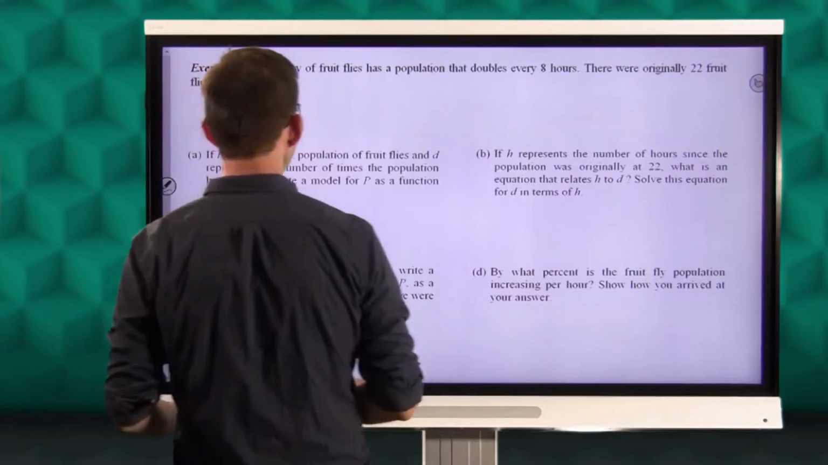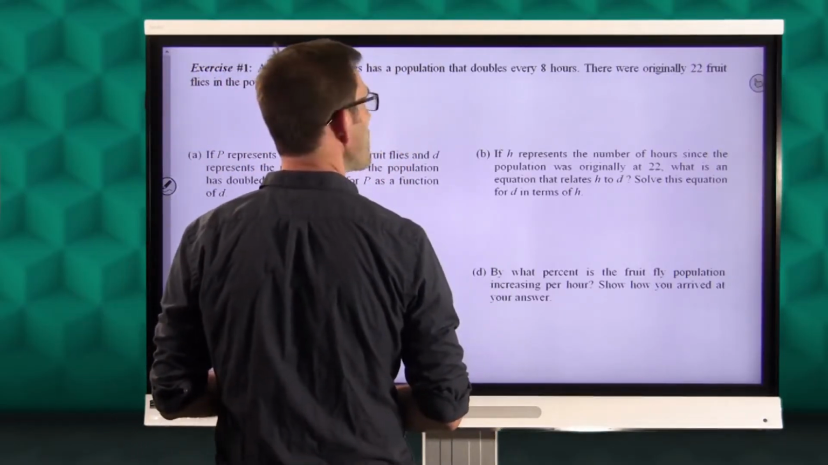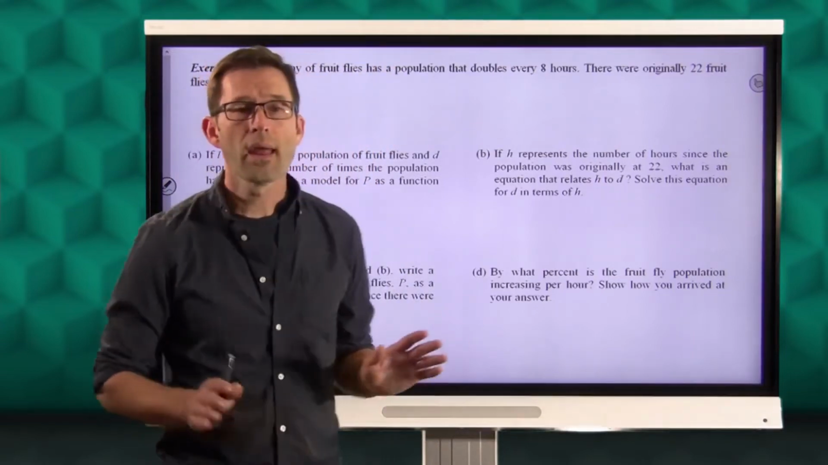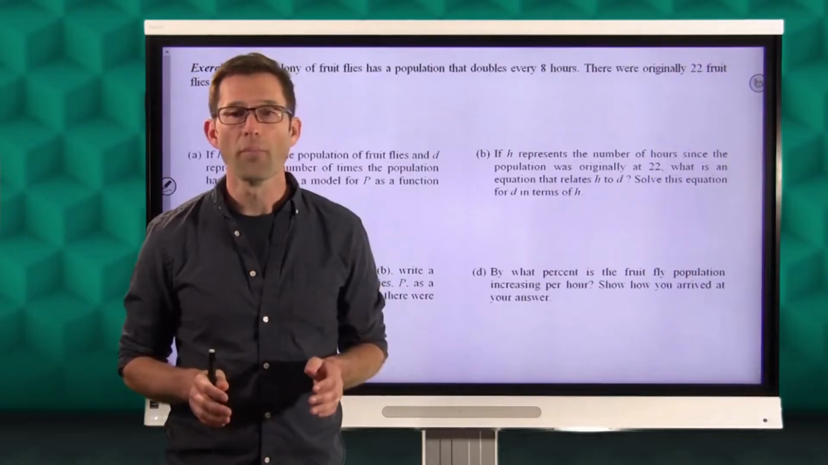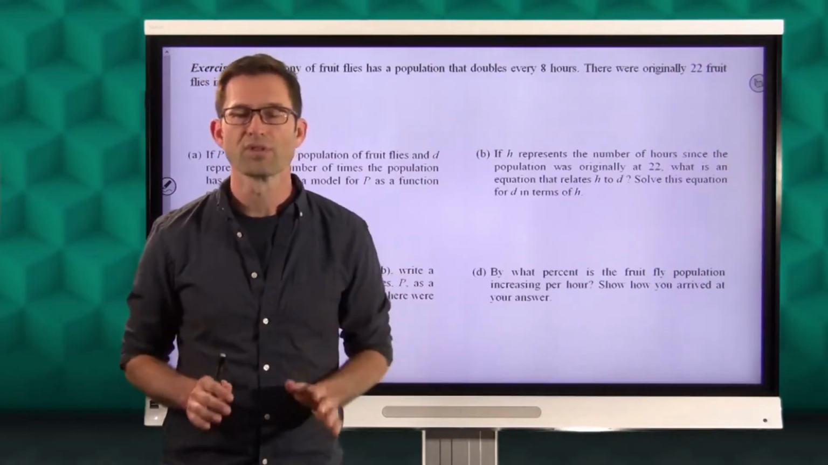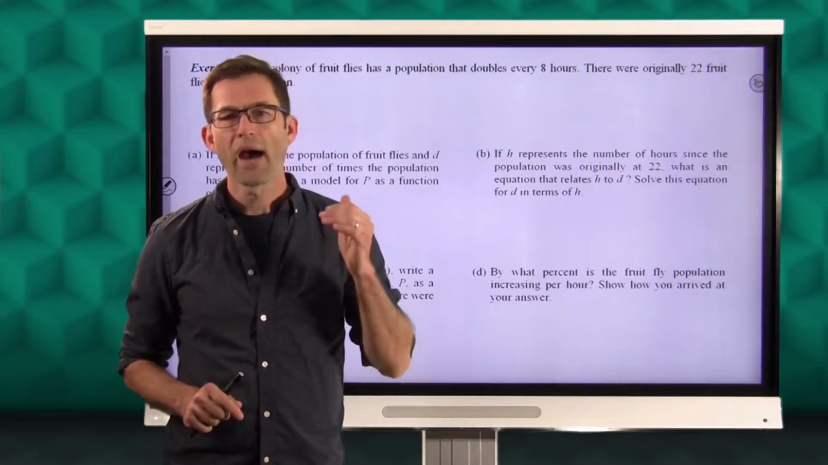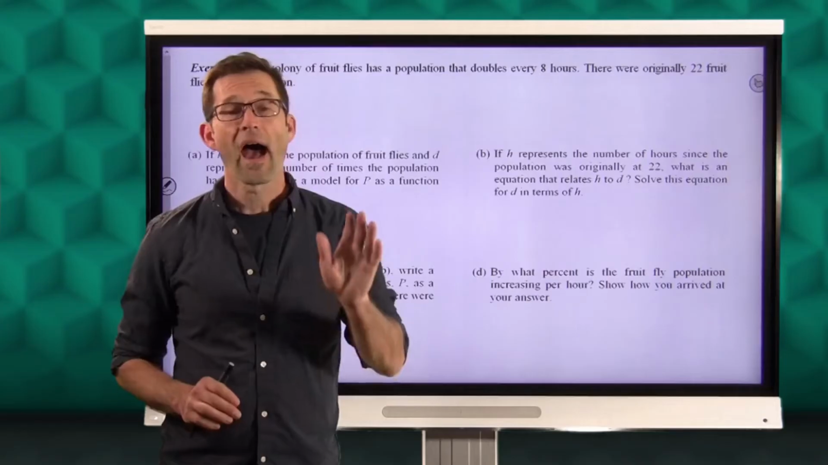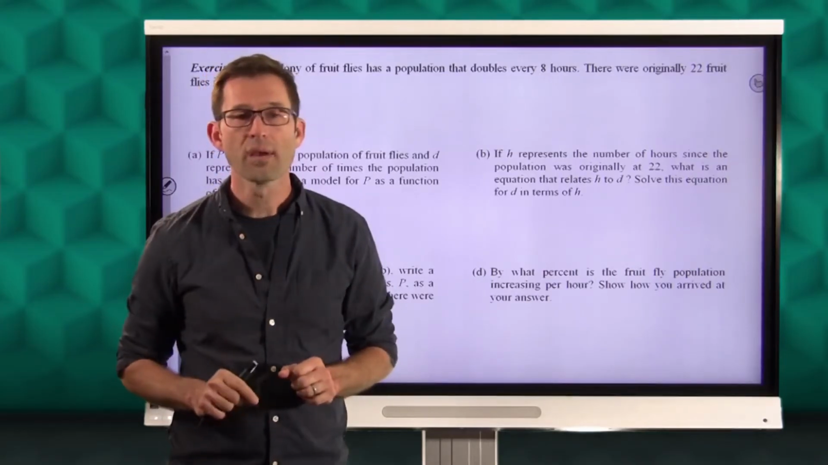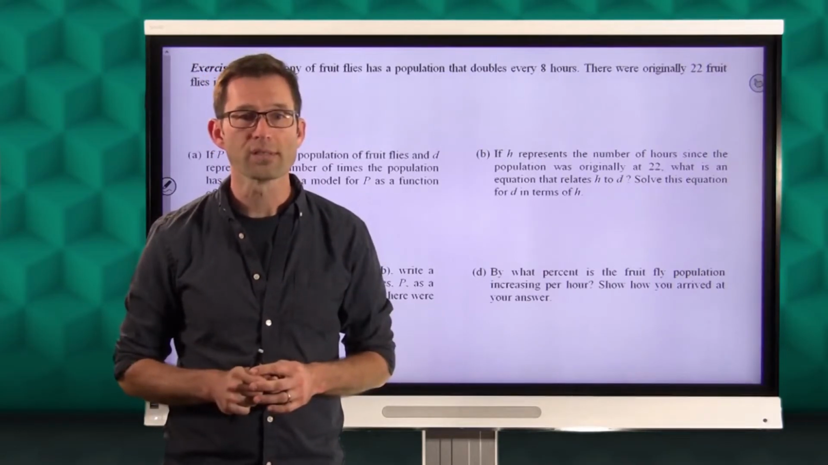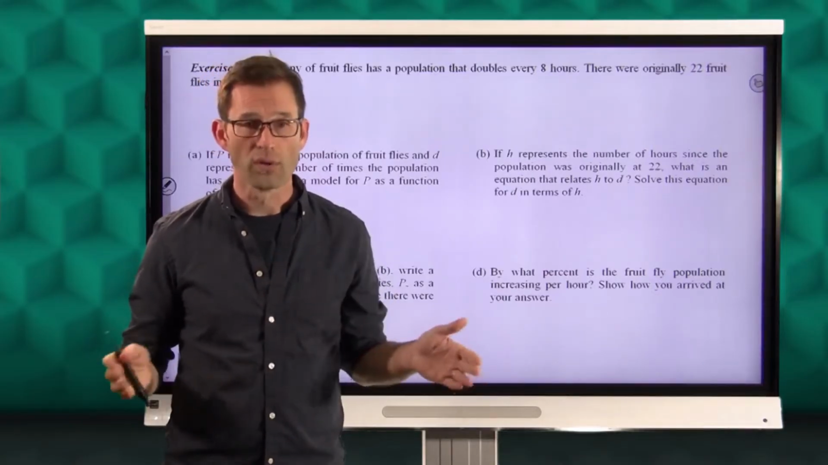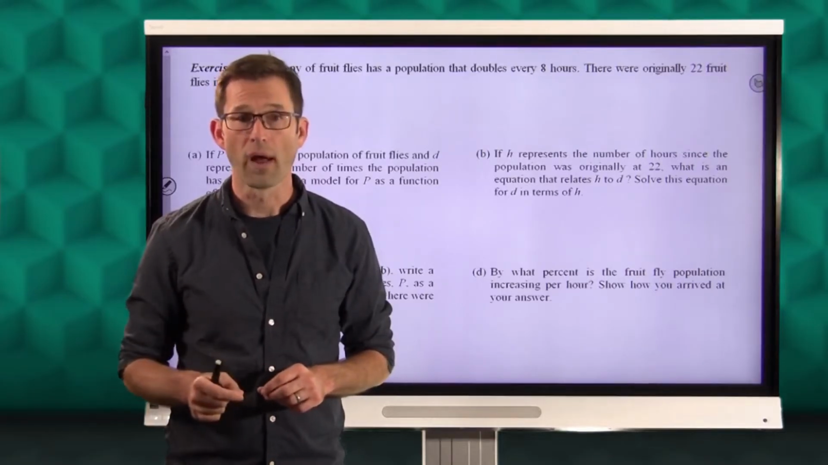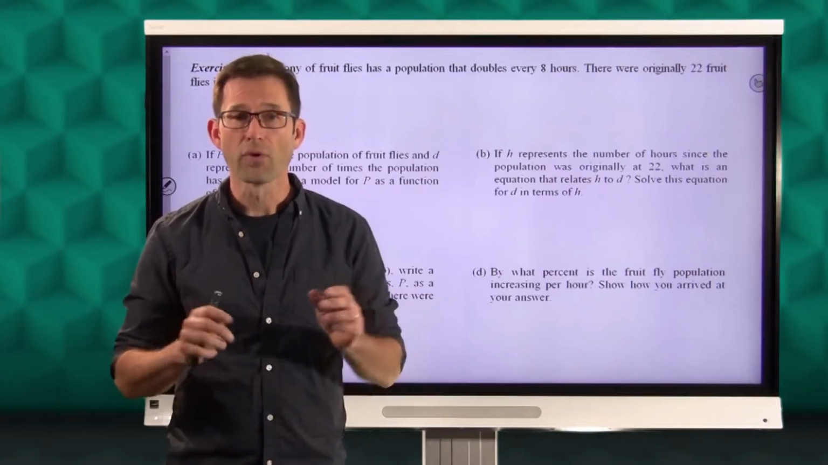Exercise number 1. A colony of fruit flies has a population that doubles every 8 hours. There were originally 22 fruit flies in the population. Now, I always encourage kids before they jump into a problem to really understand what's going on here. So at 0 hours, we're sitting with 22 fruit flies. After 8 hours, we get to double once, and we're now at 44 fruit flies. After another 8 hours, so a total of 16 hours, we're now at 88 fruit flies. And we'll continue that doubling every 8 hours.